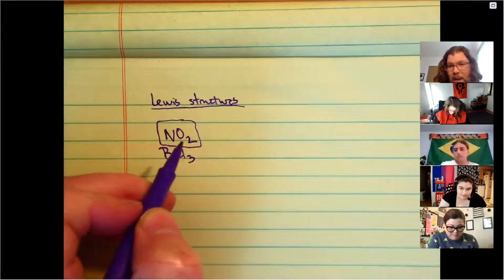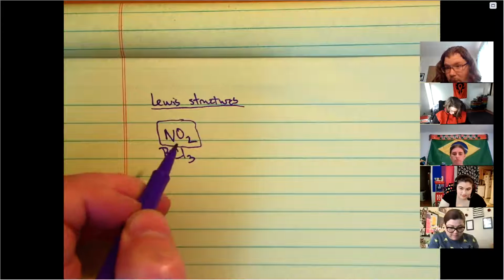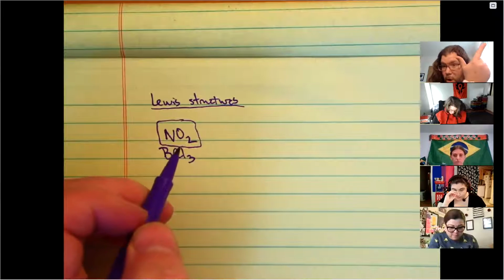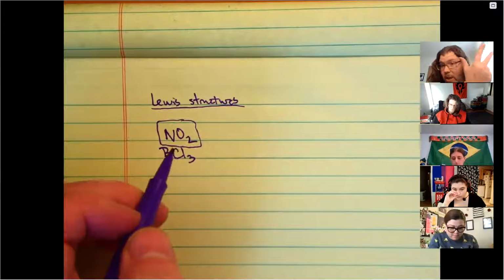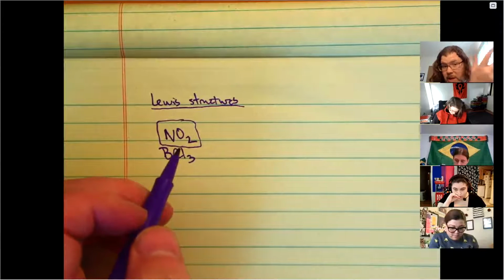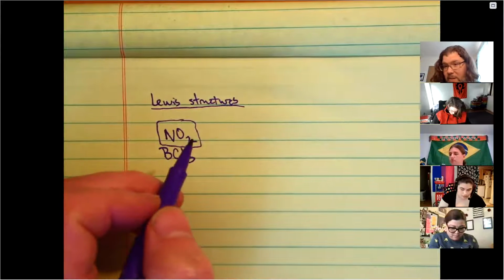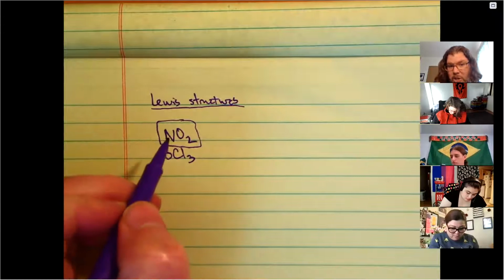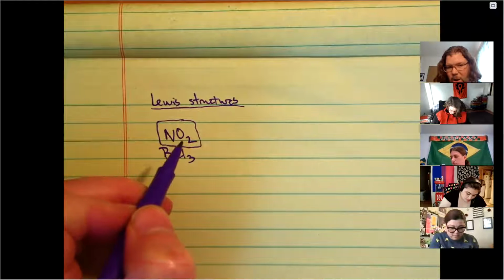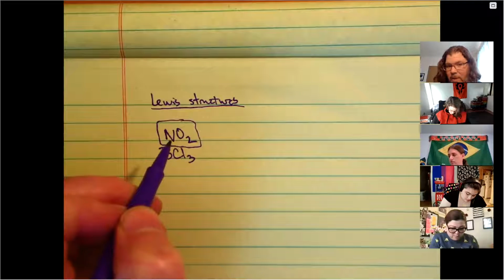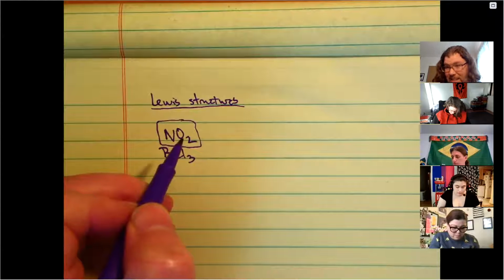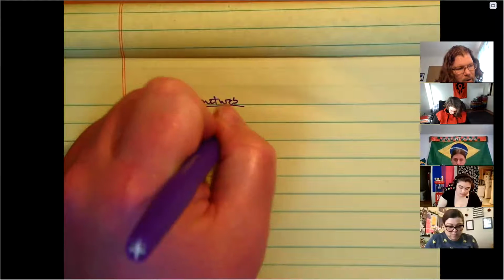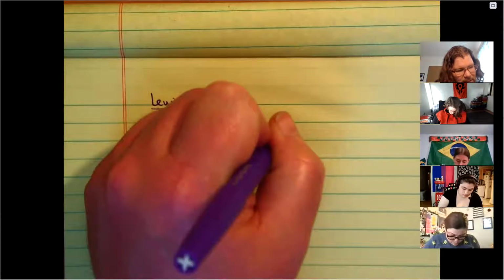If we look at how many valence electrons, in step 1 of our 3 steps: Step 1, total up our number of valence electrons. Step 2, draw a skeleton structure. Step 3, fill in the remaining electrons to give all of the atoms an octet. Step 1 tells us that this is going to be a violation of the octet rule. When we total up our valence electrons in NO2, nitrogen has 5, each of our 2 oxygens has 6, so 12 plus 5 is 17 valence electrons.